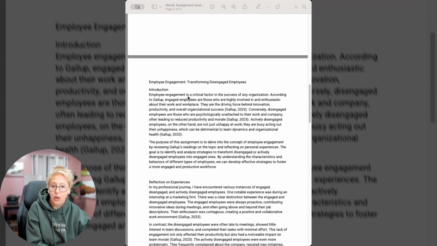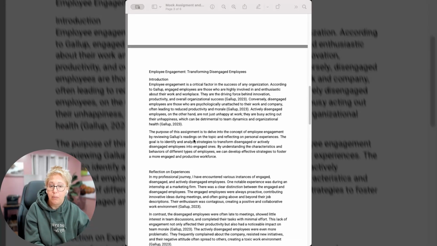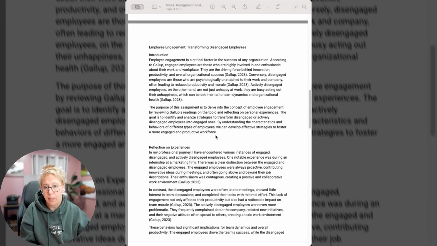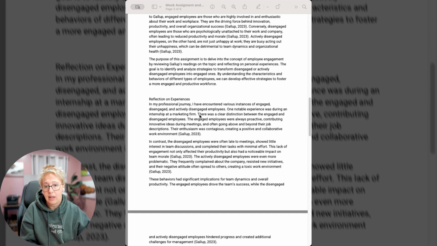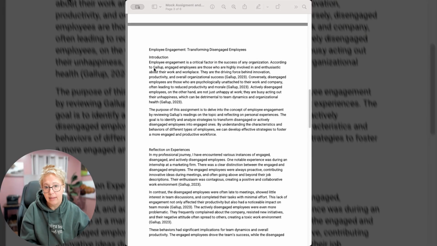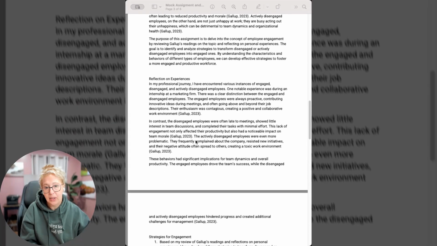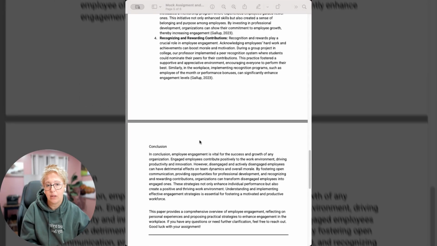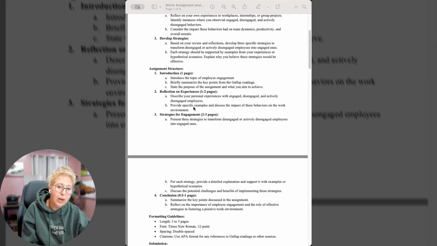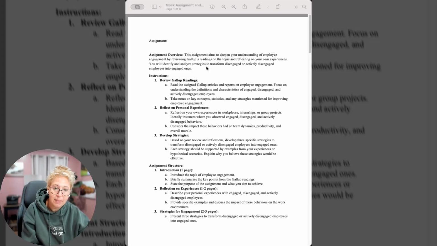I then went and wrote my paper, completely wrote a paper as I would have prior to the use of artificial intelligence. I just wrote the paper in a traditional educational format. I made sure to include my APA citations. I kept the format, which is the introduction, the reflection on experiences, and then the strategies for engagement. I included my conclusion.